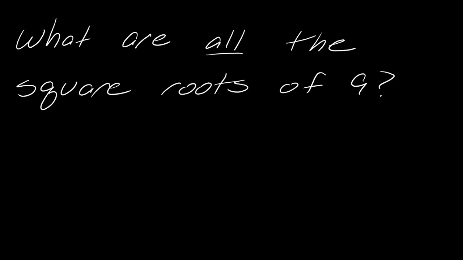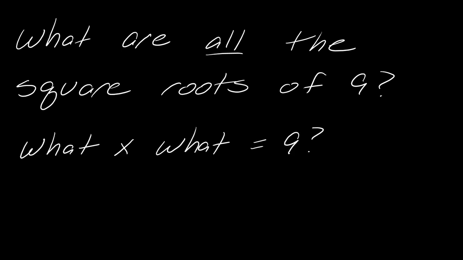Okay, so let's just review radicals for a second. First things first, something that people often forget about with square roots. If I ask what are all the square roots of 9, what does that mean? What are we looking for? Specifically, we are really asking what times what equals 9. That's what it means to be the square of something. So what can I multiply together twice to get 9?